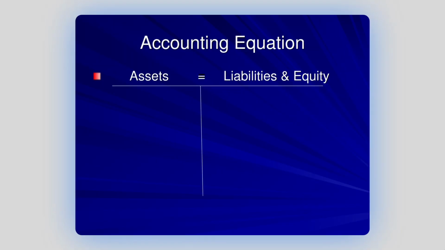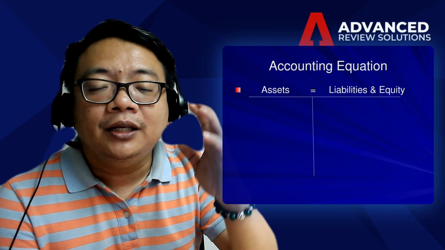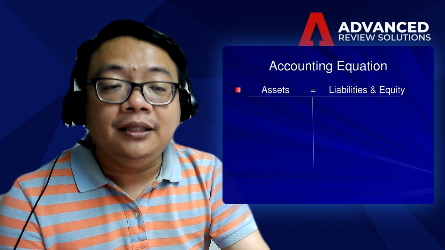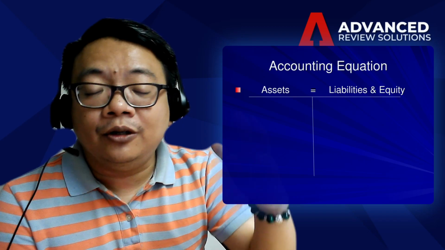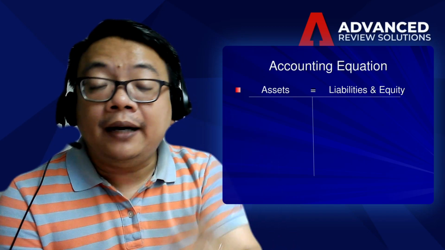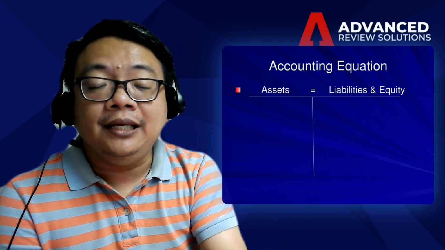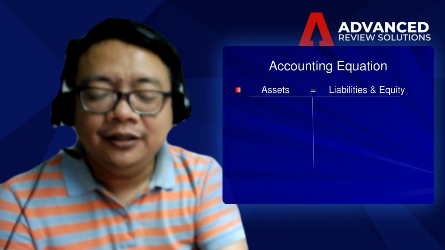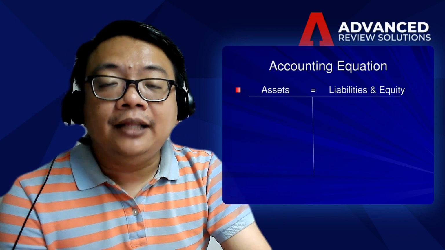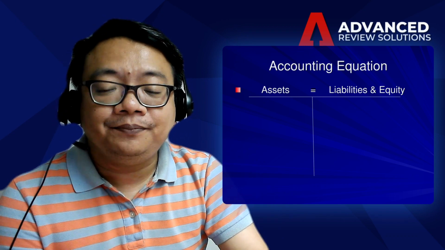Your assets is always equal to your liabilities and owner's equity. Di ba, class? Yan yung ating discussion lagi, that our assets is always equal to your liabilities and equity. Assets are resources owned and controlled by individuals or by companies. Liabilities is a utang or debt, or obligations to pay. And you have your equity, that's your net assets or net worth.